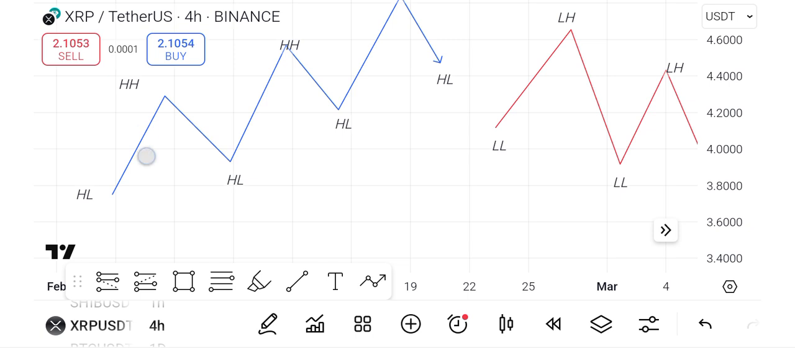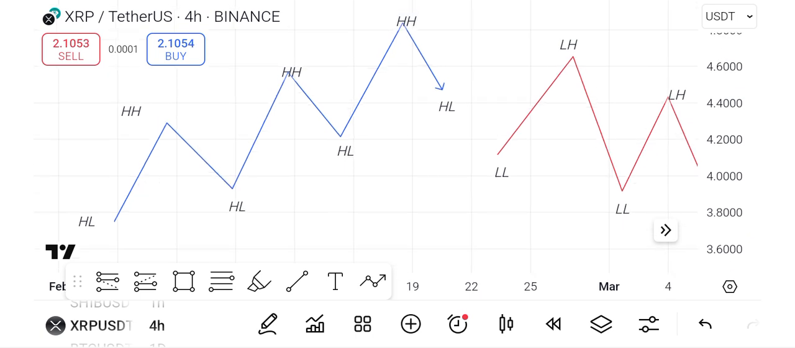It's not making higher highs and higher lows. It's not going up. It's not going down. It's just going sideways. That's a topic for another day. So let's talk about the uptrend market.